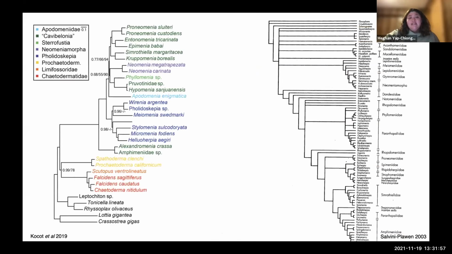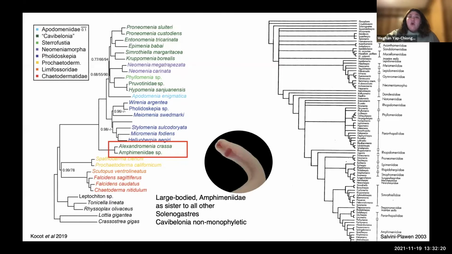However, in 2019, Kocot et al. published this paper, which looked at the first transcriptomic-based approach to look at higher-level Solenogaster relationships. Aplacophorans in general, but for our purposes today, we're just looking at this part of the tree. And it kind of went against what traditional thoughts were on Solenogaster evolution, because they recovered this Amphimeniidae clade at the base, which are these large-bodied Cavibelonians. And as you can see here, the four-order scheme didn't really work out because these were recovering as polyphyletic groups.